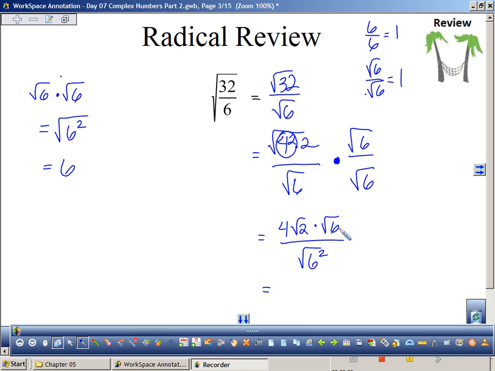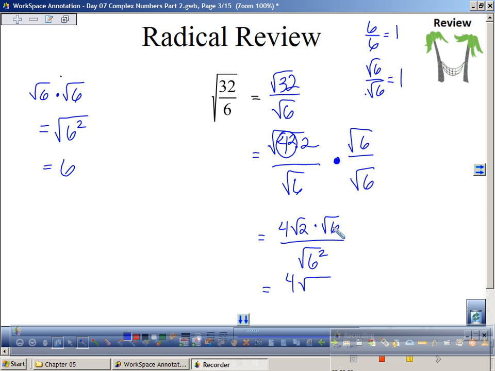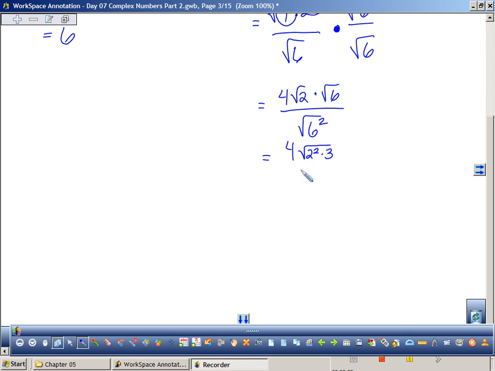Root 2 times root 6 is root 12, but I'm not going to write it that way. I know 6 has got a 2 and a 3 in there, correct? And I'm searching for squares, because squares and square roots are inverses of each other. That's what I'm looking for. So since 6 is 2 times 3, I now have a 2 squared times 3, or 4 times 3, right? Over 6.